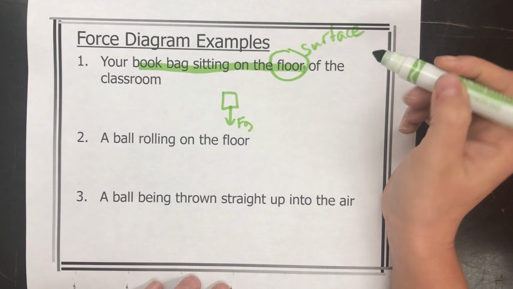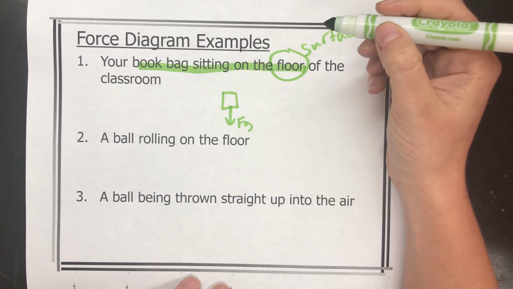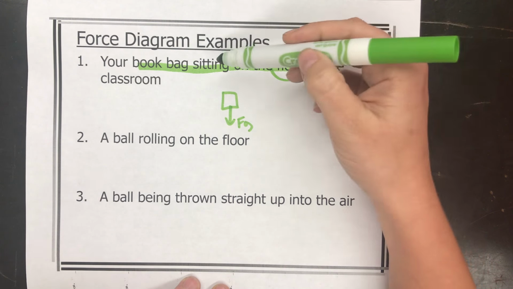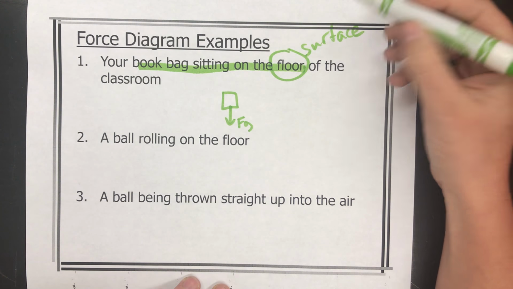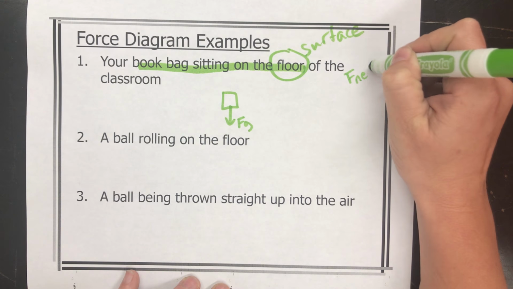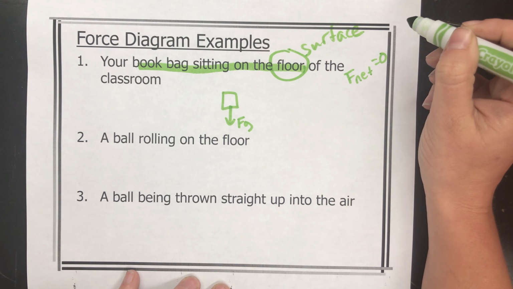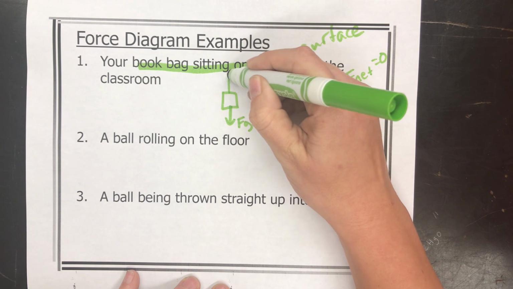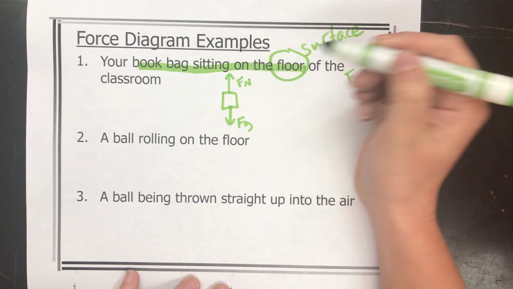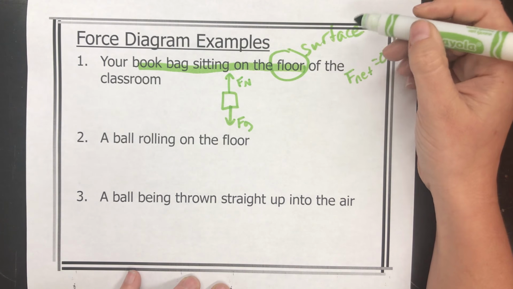Now, since it's sitting on the floor, it's sitting on a surface. Anytime something is sitting on a surface, that means it has an F normal. Now, also, the book bag is sitting on the floor of the classroom. It is not moving at all. This means the F net has to equal 0. What that means about your diagram is that the FG has to equal the Fn. And that's your first force body diagram.